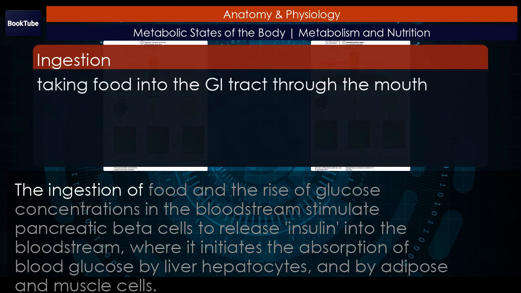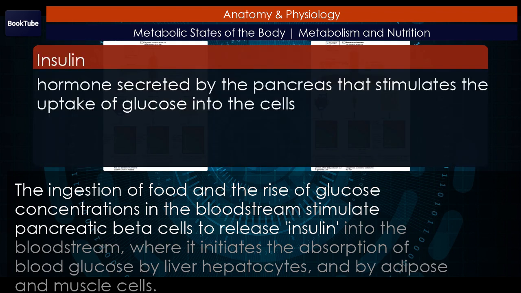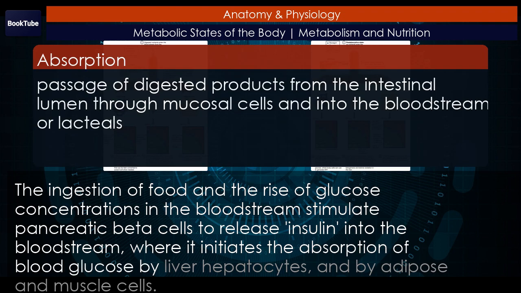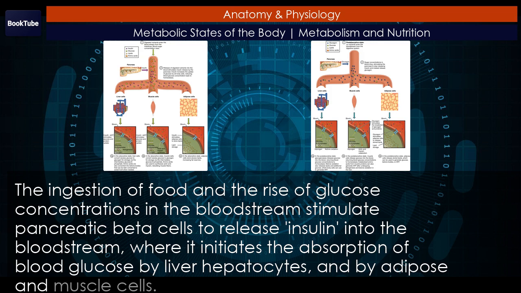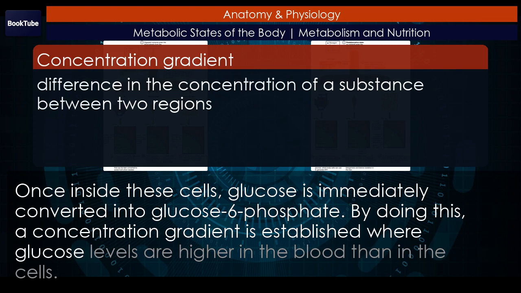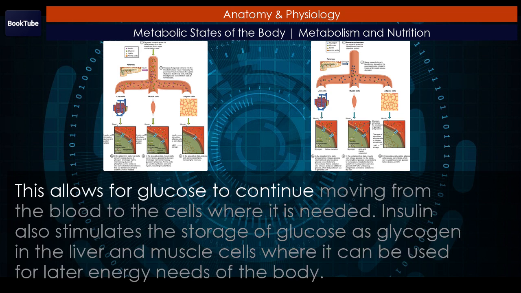The ingestion of food and the rise of glucose concentrations in the bloodstream stimulate pancreatic beta cells to release insulin into the bloodstream, where it initiates the absorption of blood glucose by liver hepatocytes and by adipose and muscle cells. Once inside these cells, glucose is immediately converted into glucose 6-phosphate. By doing this, a concentration gradient is established where glucose levels are higher in the blood than in the cells. This allows for glucose to continue moving from the blood to the cells where it is needed.